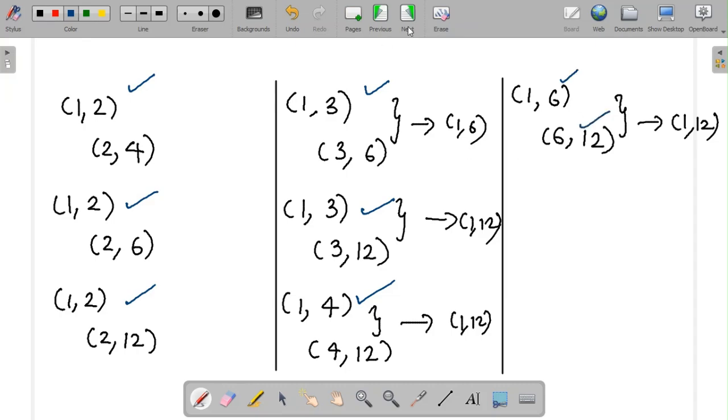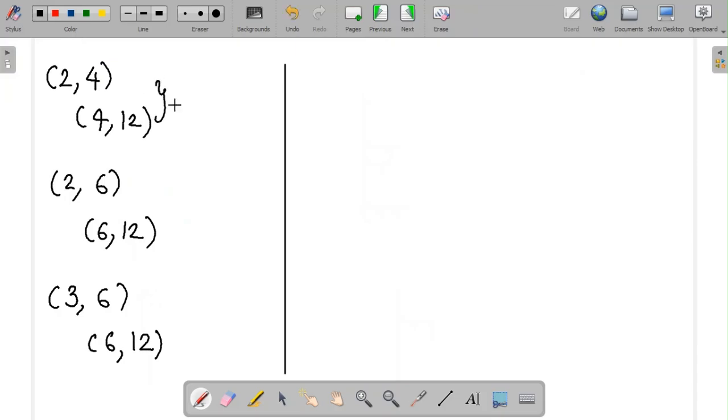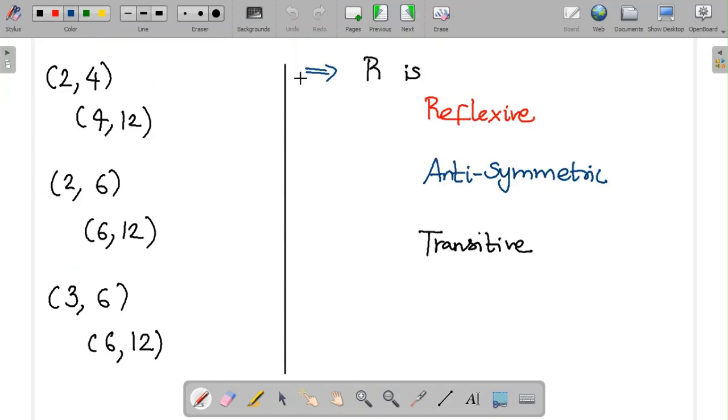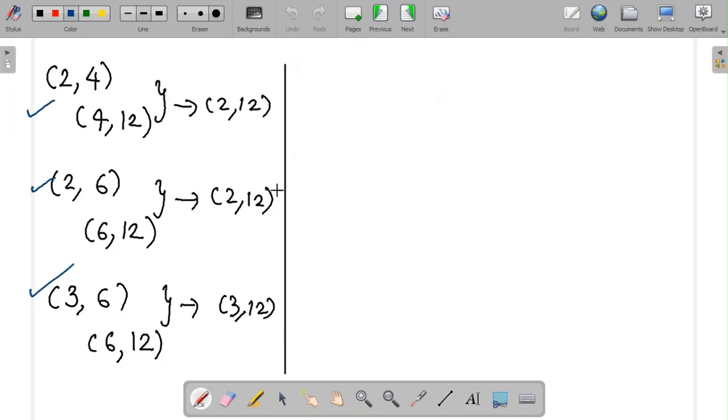Now let's consider pairs which begin with the number 2. (2, 4) and (4, 12) should result in (2, 12). 2 divides 12, and therefore that's part of the relation. (2, 6) and (6, 12), obviously, we have already checked this before. (2, 12) is again part of the relation. (3, 6) and (6, 12) should mean that (3, 12). 3 divides 12, and therefore this pair is also part of the given relation. We have only a few more pairs. Yes, we have exhausted all pairs here.